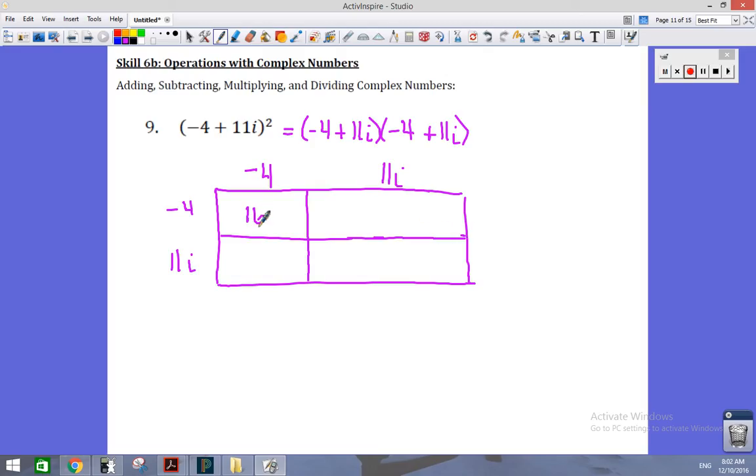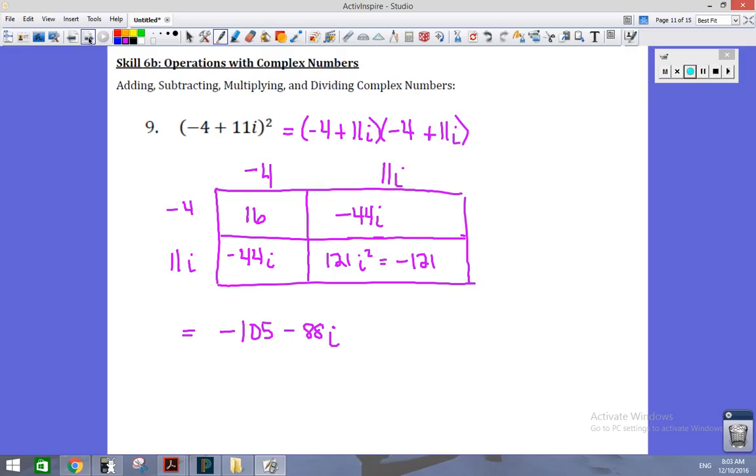Negative times negative is positive. So if I take 16 away from 121, I get negative 105, I think. I hope. You'll tell me if it's not. So if I haven't made an arithmetic error, I've illustrated the idea, and there's the answer there.